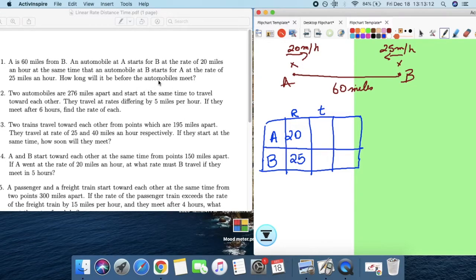We don't know when they're going to meet, so that's what we're trying to find out. So car A is going to drive 20 miles an hour for a certain time T, and B is going to do the same. Okay, and they're going to meet somewhere in the middle. Okay, not crash, but they're going to meet. No, well, not in the middle, sorry, but somewhere more to the left of the middle because car B is a little bit faster. Okay, so my apologies.